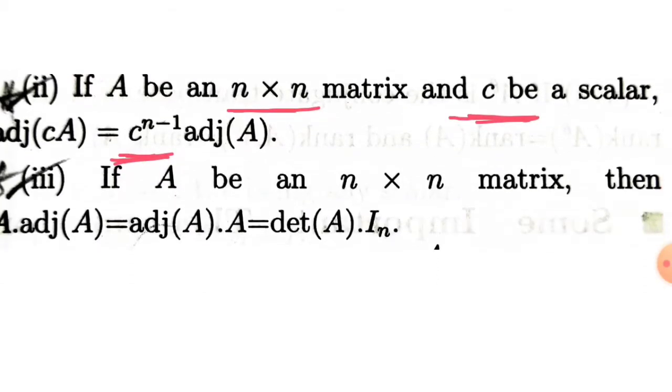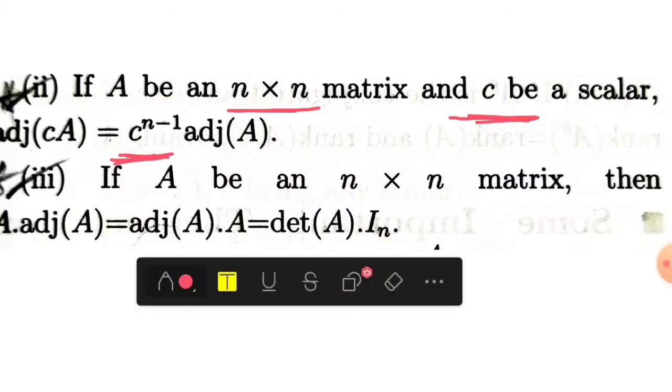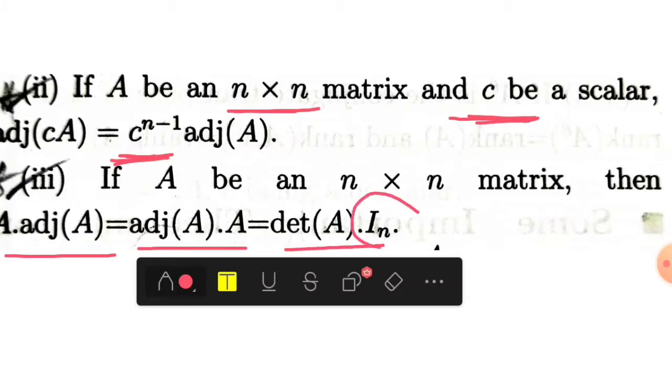Now formula number 3: if A is an n cross n matrix, then A into adjoint A is equal to adjoint A into A, which is equal to det of A into In, where In is the identity matrix.